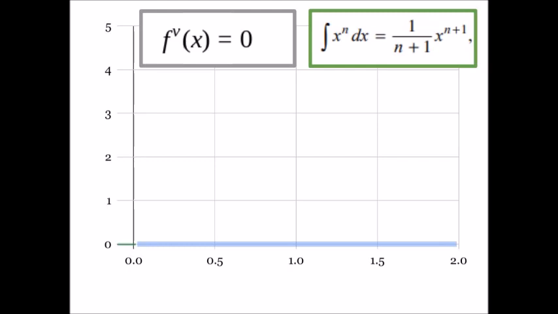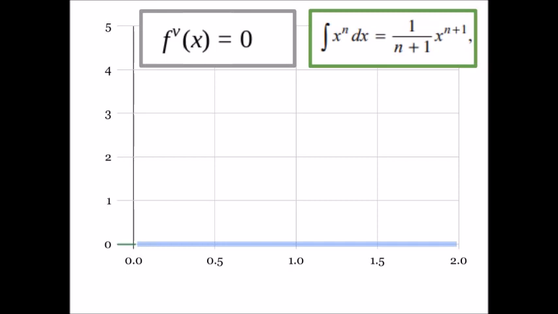But wait a minute, that won't work. We can't find the area under this curve. It's just zero. It's nothing, and you can't look at the equation. We do not have an x to the n. We don't even have x to the 0. All we have is absolutely nothing at all.